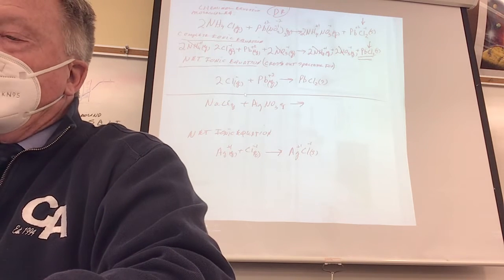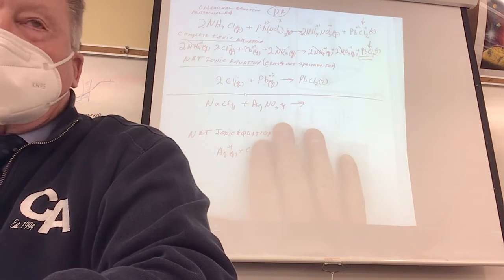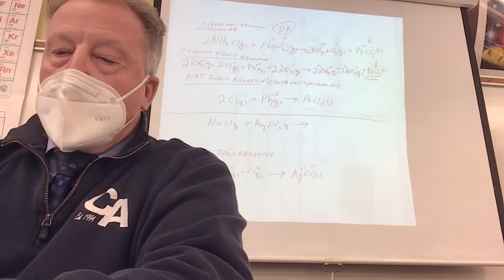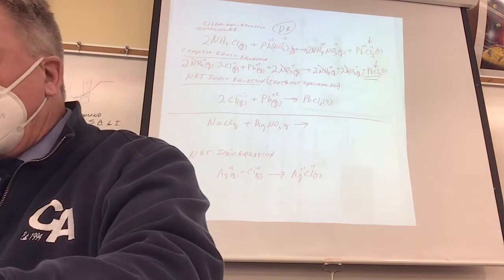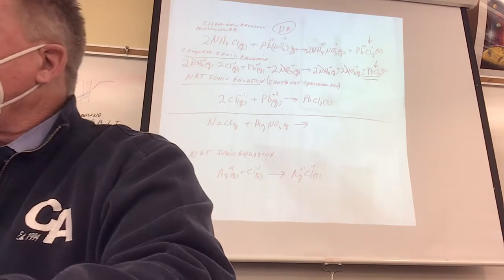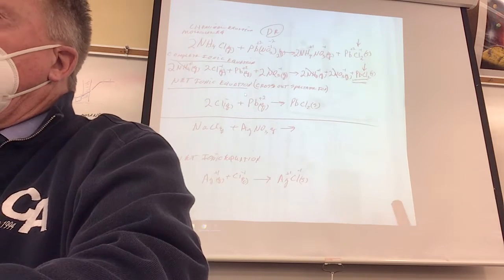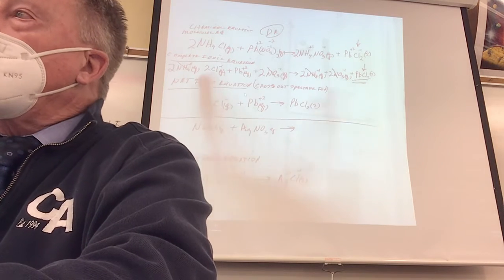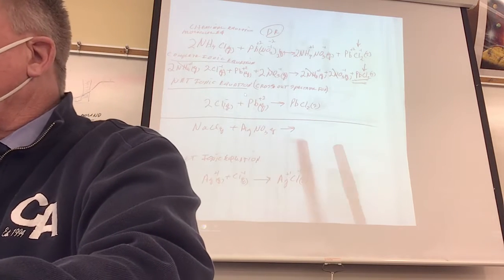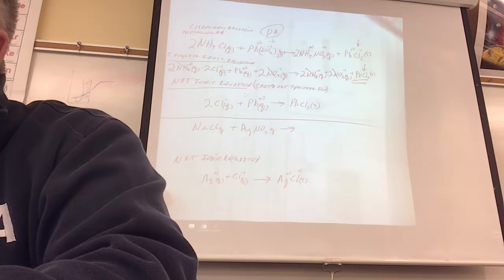Okay. Now, another thing I was trying to get you to do is a thing called a shortcut. Yes, it's true on the quiz and on the test, one time, I will ask you to write out the complete ionic equation. But if I had a multiple choice question and I ask you about the net ionic equation, do you really want to sit there and write all that out? Or would you like to do a shortcut? Did we do a shortcut yesterday? We'll do it again. Watch.